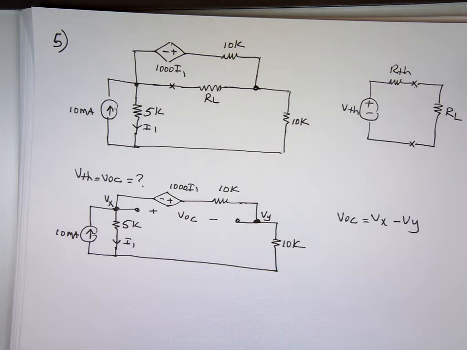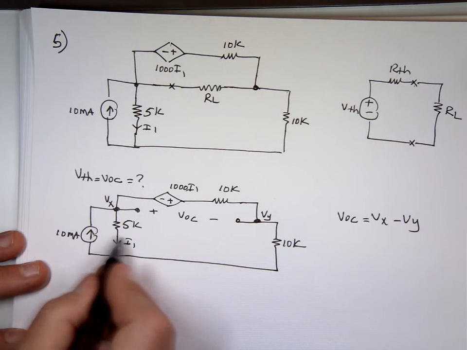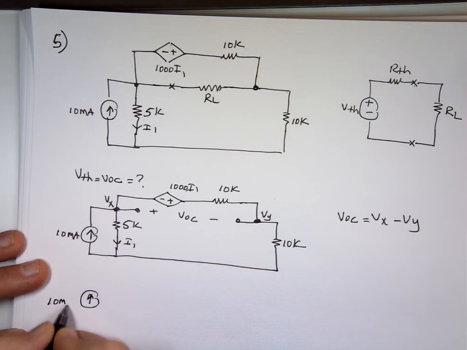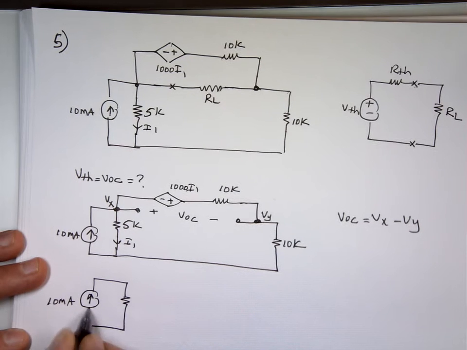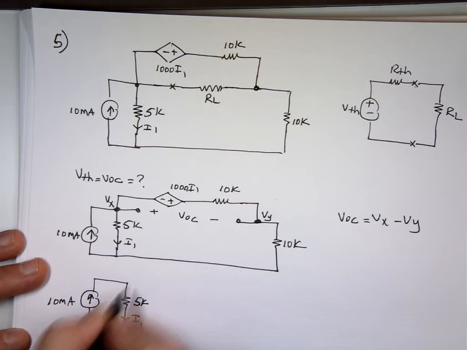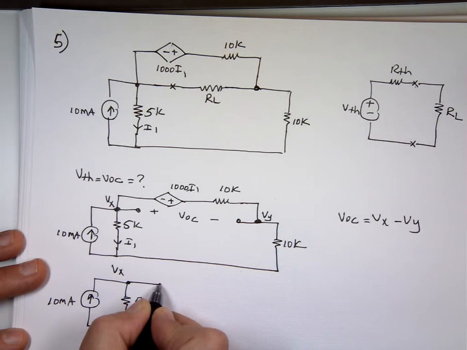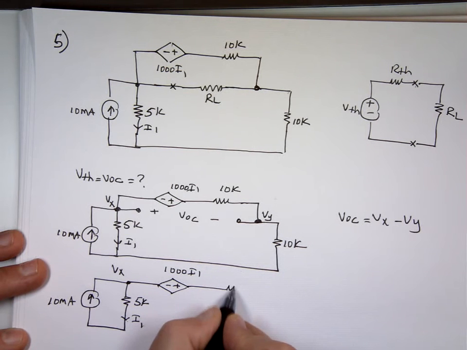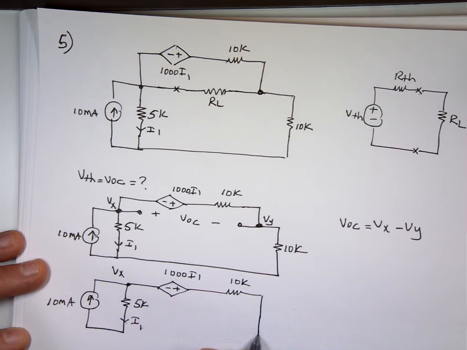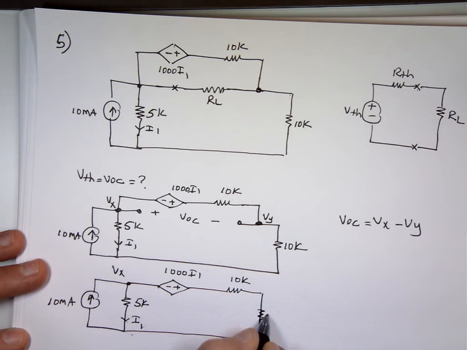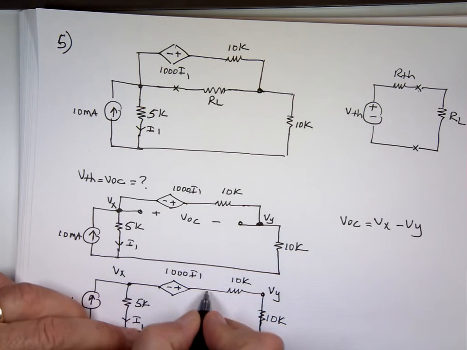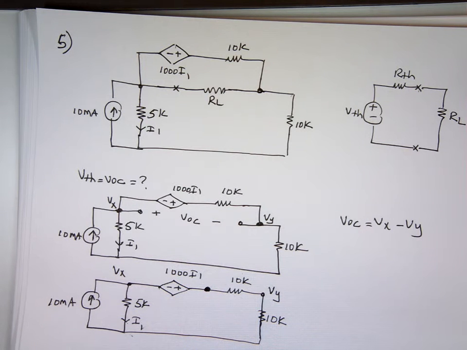And I can use any method I want to now. Again, I don't have to have a double decker here. I can make them all in one line. I can do source transformation if I want to here, but then I'll lose I sub 1, so I will leave it. So this is V sub X. I don't have to go up and down with it now. 1000 I sub 1. 10K. And that's V sub Y. If that's V sub X, what's this voltage here? Yep, V sub X plus 1000 I sub 1.